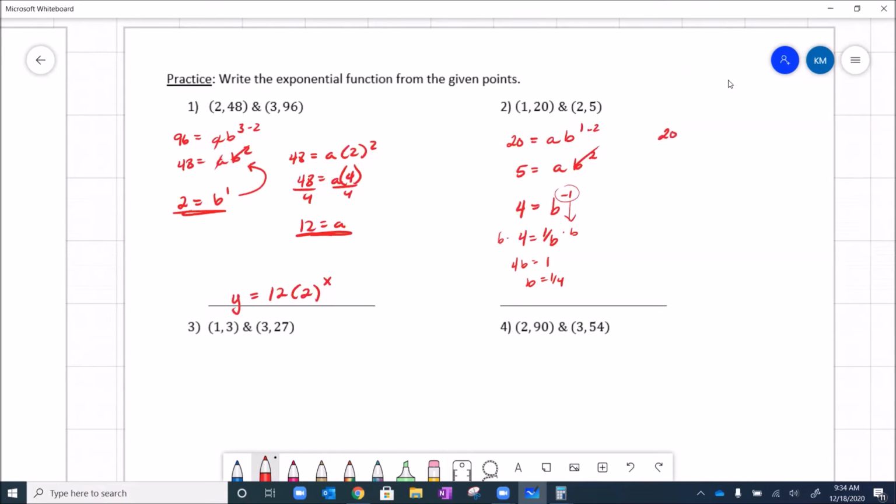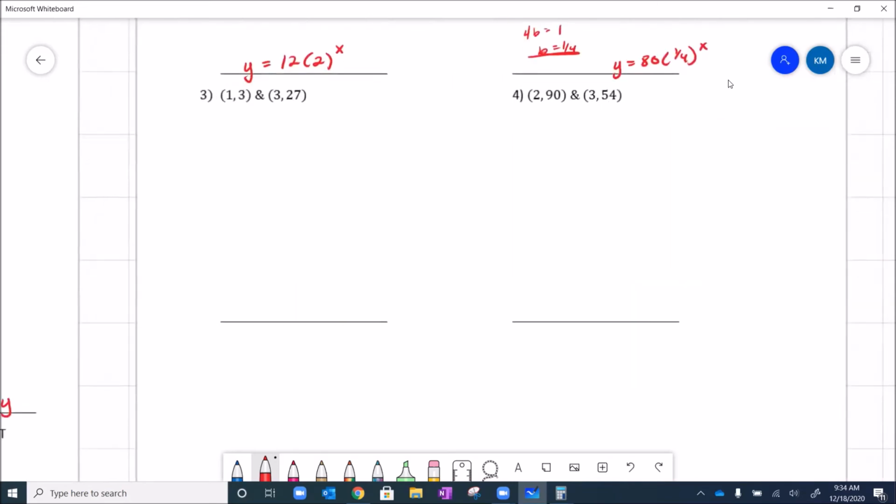I'll plug it into the top. 20 equals a times 1/4 to the first power. And that's just 1/4. And so now I have to divide both sides by 1/4. Remember, that's the same thing as multiplying by 4. And so I find that 80 is a, or a is 80. So a is 80, b is 1/4. My function then is y equals 80 times 1/4 to the x. A couple more here.